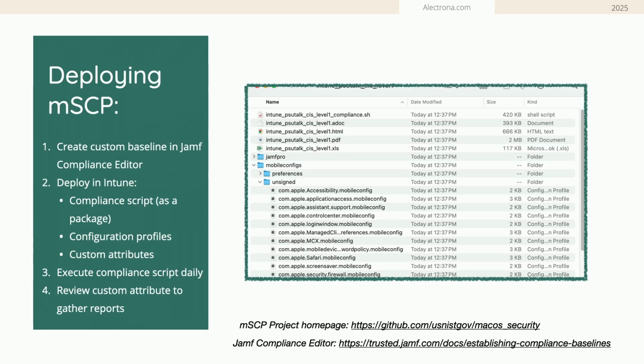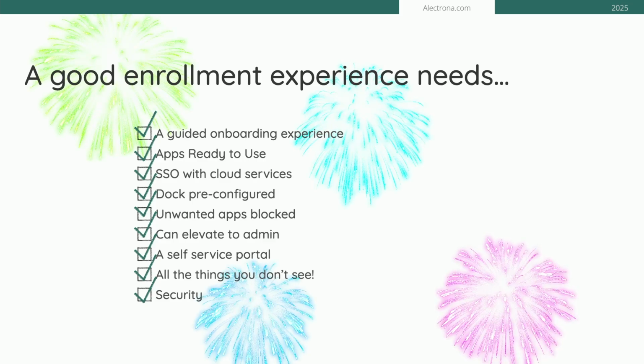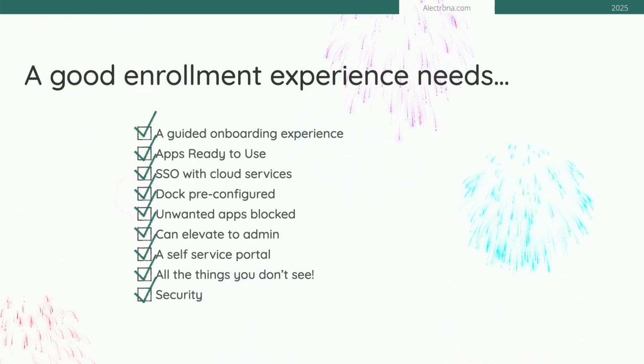And then lastly, you can review those custom attributes. You can take those extension attributes that are intended for Jamf and copy and paste them straight into Intune, no changes needed, and they come through as custom attributes to review the results on your endpoints. Again, this could be a much longer talk to fly through, so if you have questions about it, we're happy to talk about it more, but this is how we do MSCP with Intune. All right, and with that, we have reached the end of our checklist, and we hopefully have a good enrollment experience for our end users.